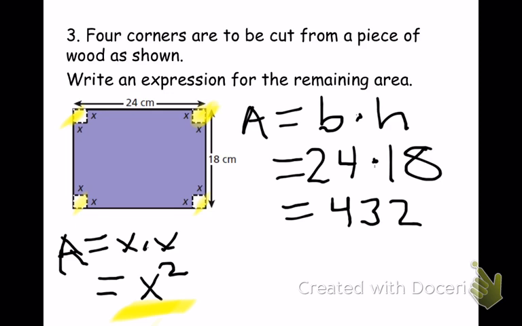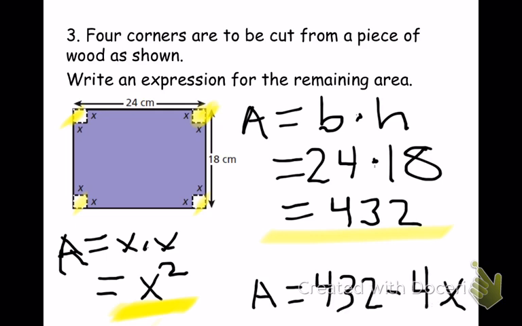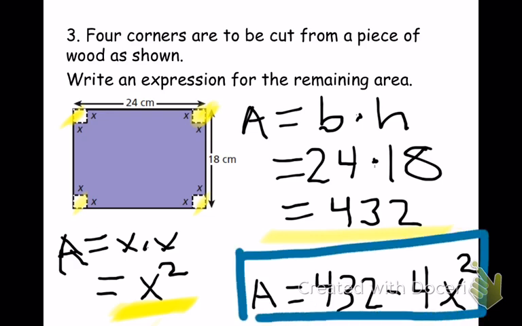So going back to our previous area, 432, we're going to subtract x squared from it 4 times. So my final answer is going to be 432 minus 4 of these x squared pieces that were cut off the rectangle. So my final answer is 432 minus 4x squared. And we are finished.